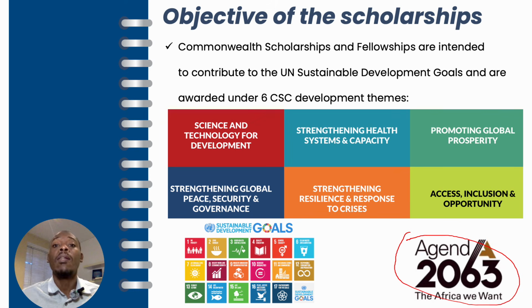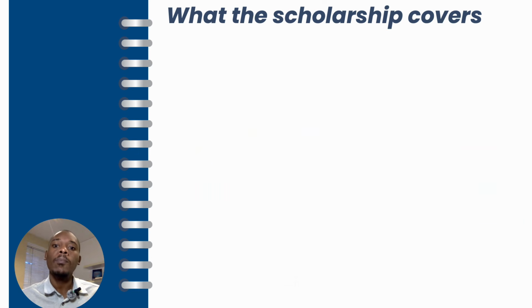So this is basically the objective of the scholarship: it is anchored on contributing to 6 themes that dig into the 17 sustainable development goals. What does the scholarship cover? The scholarship covers a number of things once you are awarded.